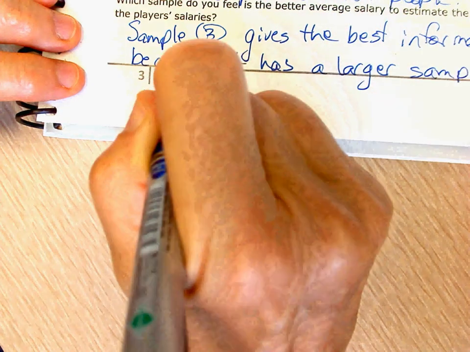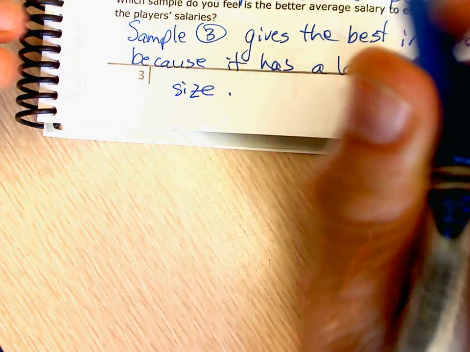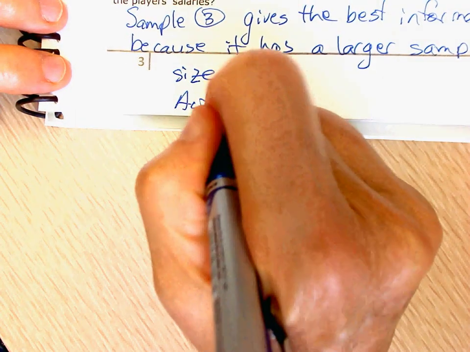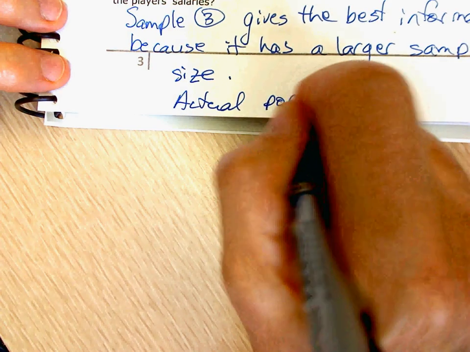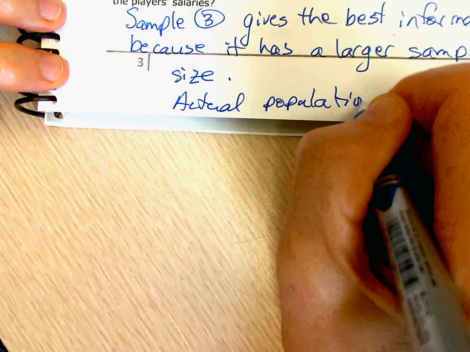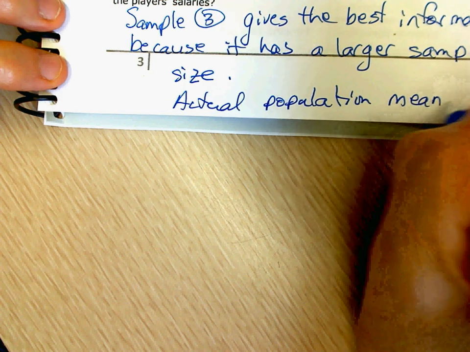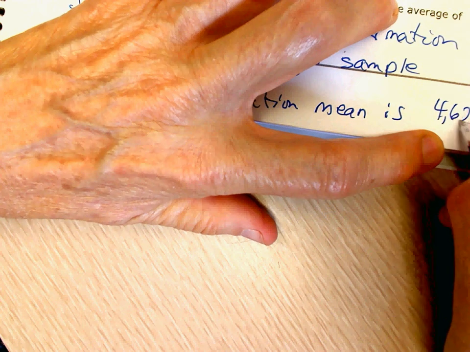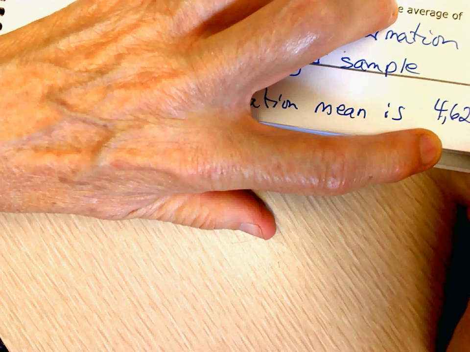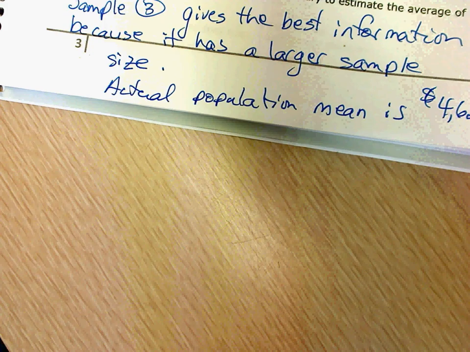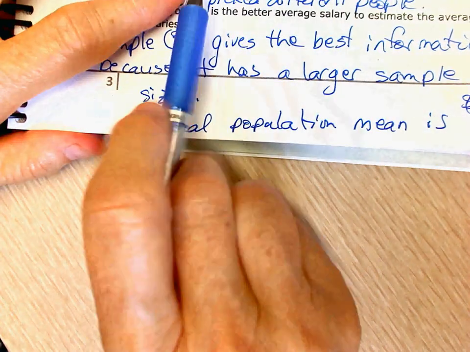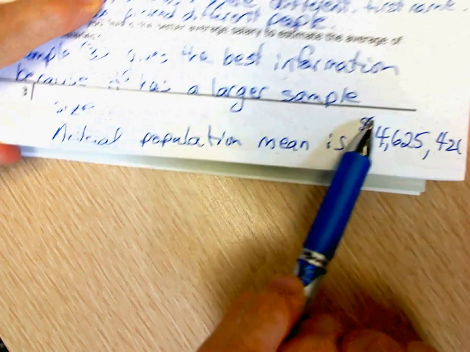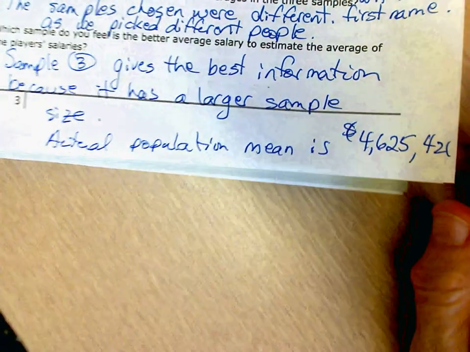Just for your information, the actual population mean is 4,625,421. Okay, so notice that sample number 3 is closer to the actual approximation. Can I go over anything? Are we good?